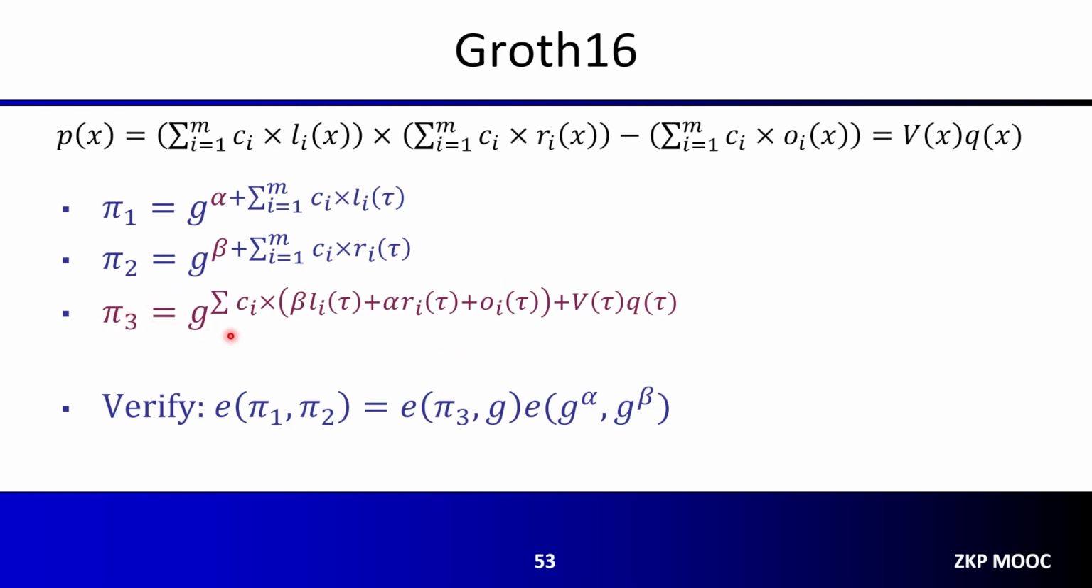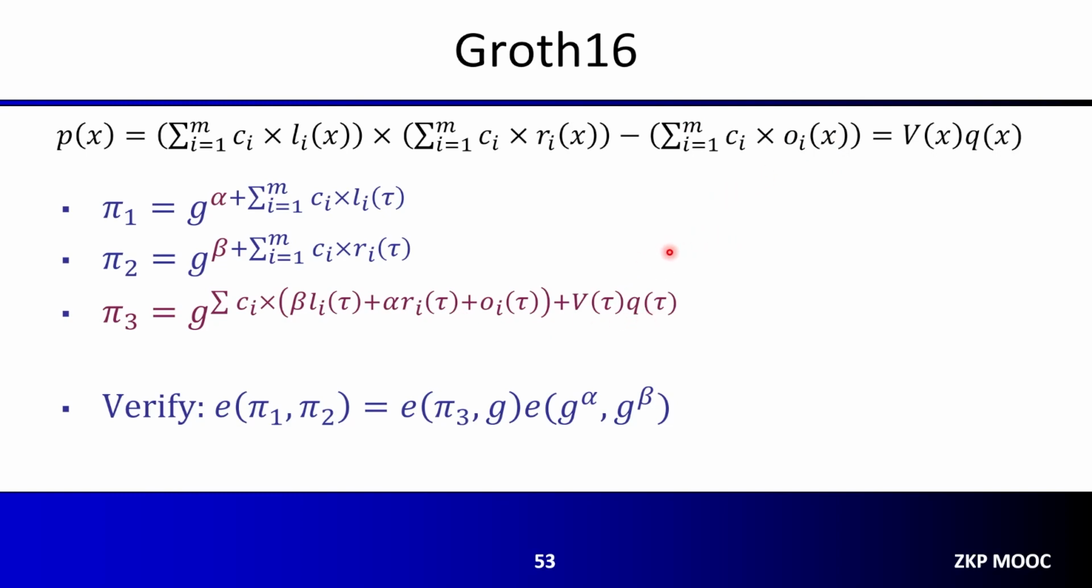to take into account all the remaining checks we want to perform. As you can see here, pi3 equals g to the power of ci times (beta times li(tau) plus alpha times ri(tau) plus oi(tau)) plus v(tau) times q(tau). So the last term is computing the product of the quotient polynomial, as the original pi4 for g to the q(tau). And inside this parenthesis, you have ci times oi(tau). So that is for the third parenthesis, and they're combined together.